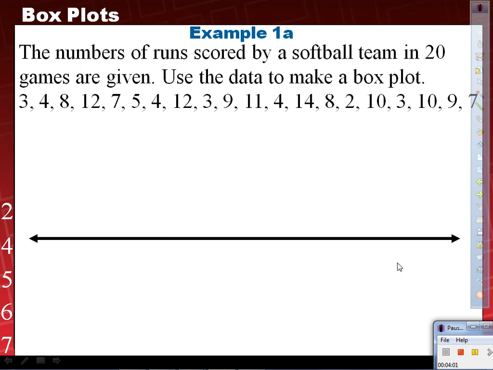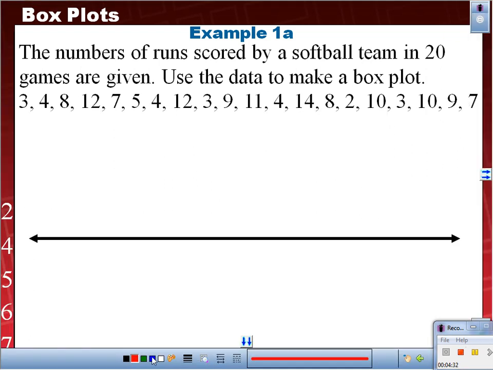Example 1A, copy this, please. Make sure you have enough space underneath. Example 1A. The numbers of runs scored by a softball team in 20 games are given. Use the data to make a box plot. So let me read you the numbers. Okay, we're ready for you.